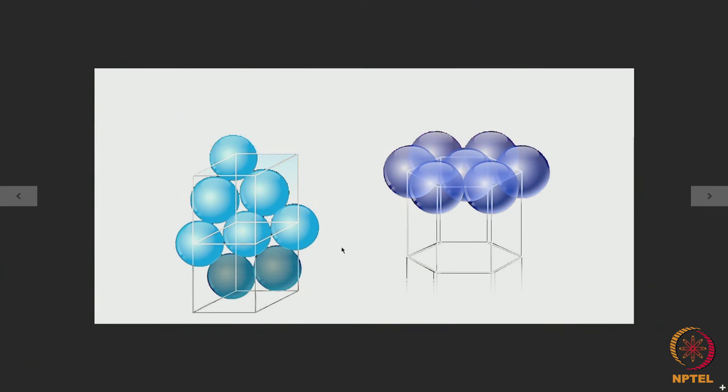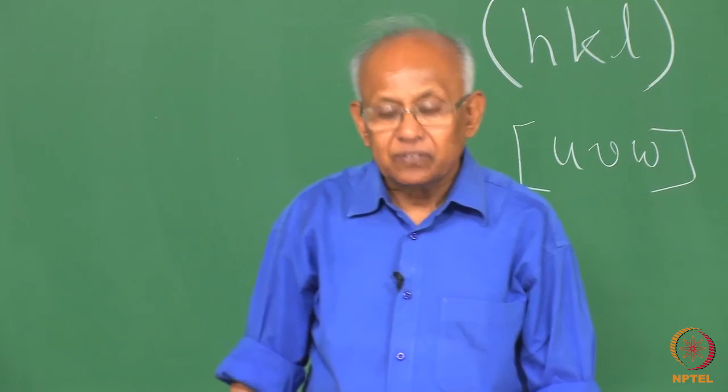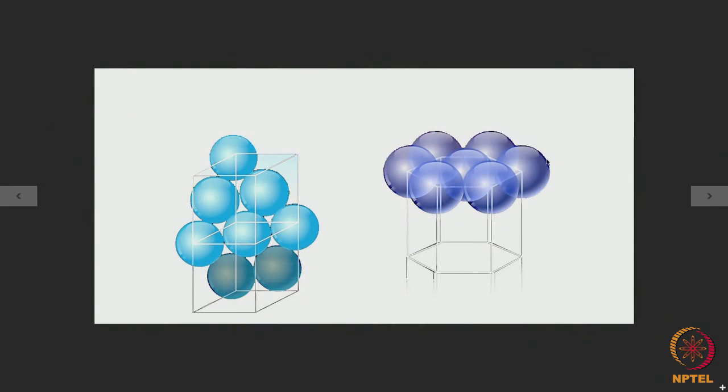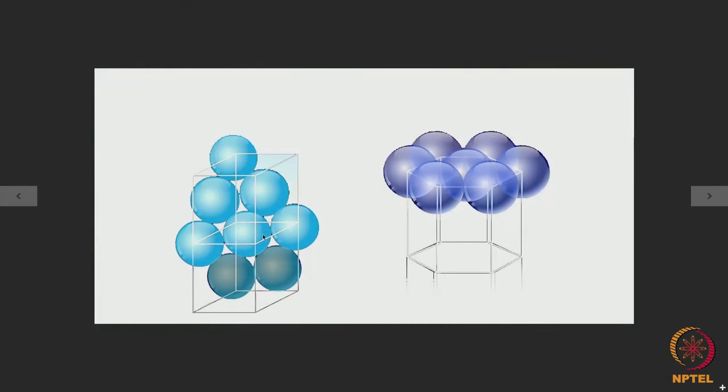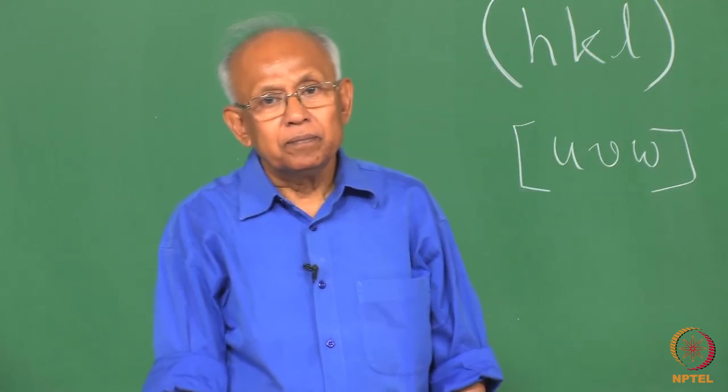Similar thing happens if we consider the 0, 0, 0, 1 plane of a hexagonal unit cell. In the hexagonal unit cell also, on this face, the 0, 0, 0, 1 face, you have a central atom which is touched by the 6 surrounding atoms. So, this is the closest kind of packing that is possible. So, in FCC material, if we look at the 1, 1, 1 planes, the atoms are most closely packed. You cannot make them any closer. Similarly, in the hexagonal system, if you look at the 0, 0, 0, 1 plane, the atoms are most closely packed.